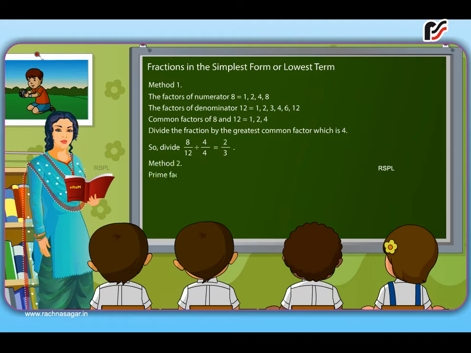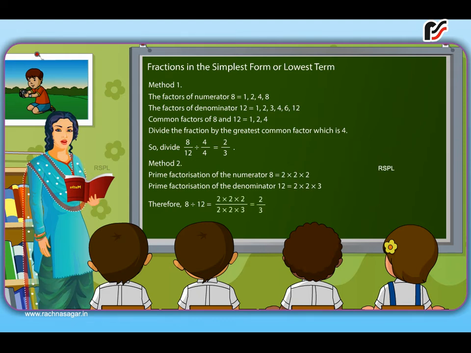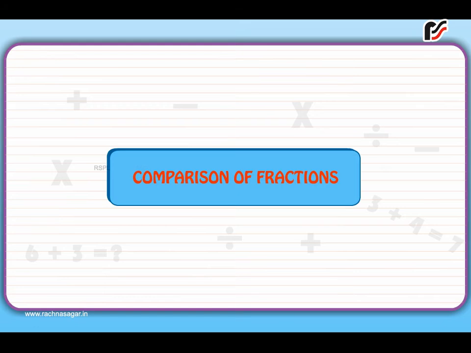Method 2. Prime factorization of the numerator 8 is equal to 2 into 2 into 2. Prime factorization of the denominator 12 is equal to 2 into 2 into 3. Therefore, 8 by 12 is equal to 2 into 2 into 2 by 2 into 2 into 3, which is equal to 2 by 3.